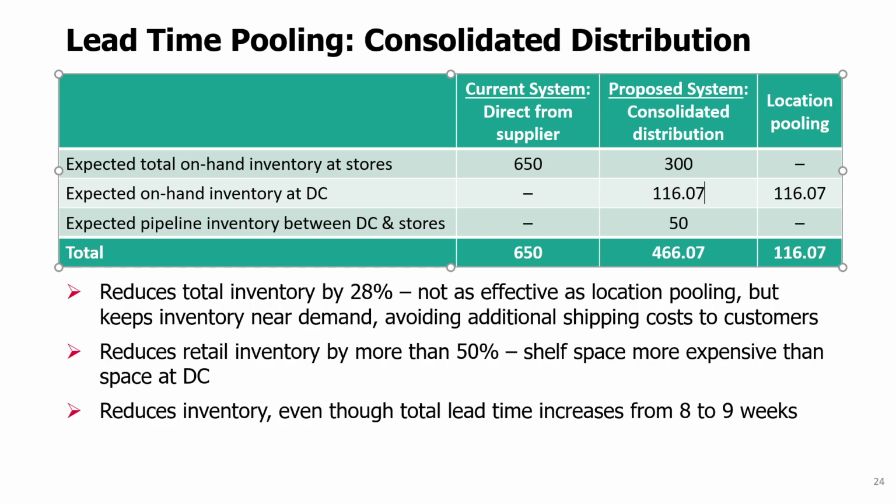But now, of course, the stores still have to keep their inventory. So this number is not zero. And now the reason it is much smaller than here is that in this solution, the stores have much smaller lead time. In the original system, they had lead time 8 weeks. Now they have lead time 1 week.